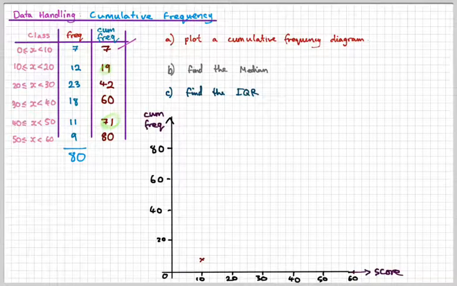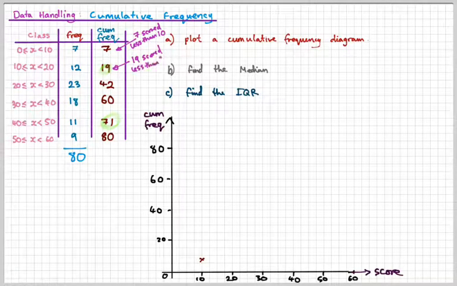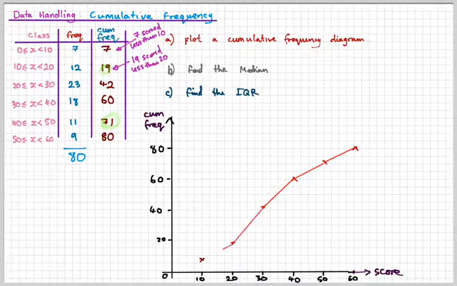So if we're going to plot it, we're going to plot that first point 7. Okay, 7 scored less than 10, so that's why we plot that point there. The score is along the x-axis, so 10 and 7 up. Okay. And again, 19 scored less than 20, so the next point is going to be there. 20 across for the score and 19 up. Okay, keep plotting those points. So we're plotting, and then we're going to connect those points.